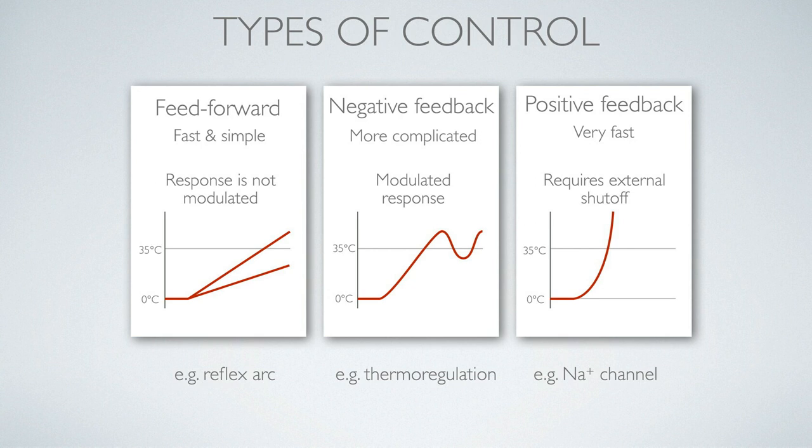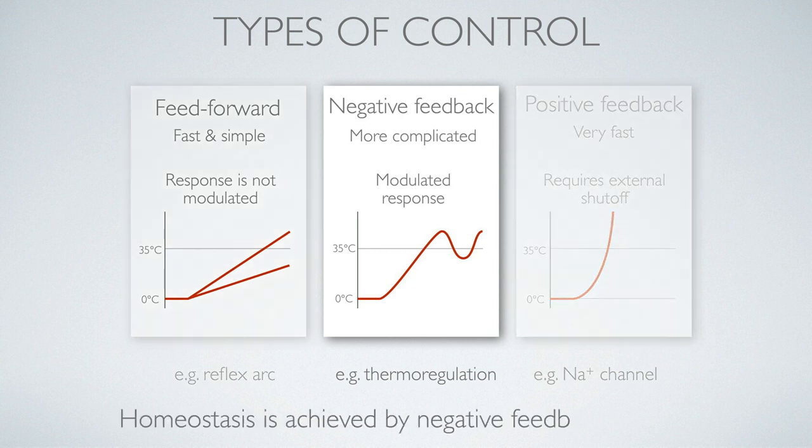Now, positive feedback loops are no good for homeostasis, but they are beneficial for very rapid action. So we're going to see very few examples of them as we consider physiological systems. Homeostasis is generated by negative feedback control. So most of the control systems that we'll talk about focus on negative feedback, but we'll see some examples of the other two as well.